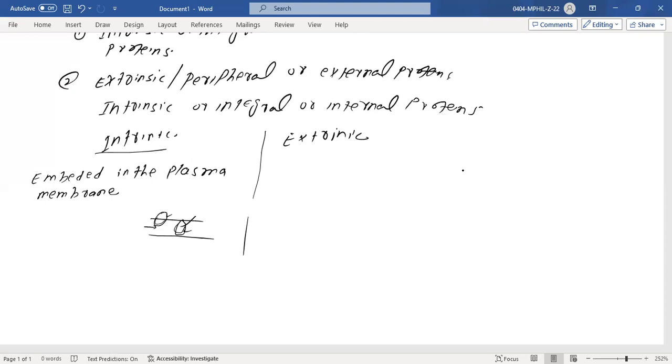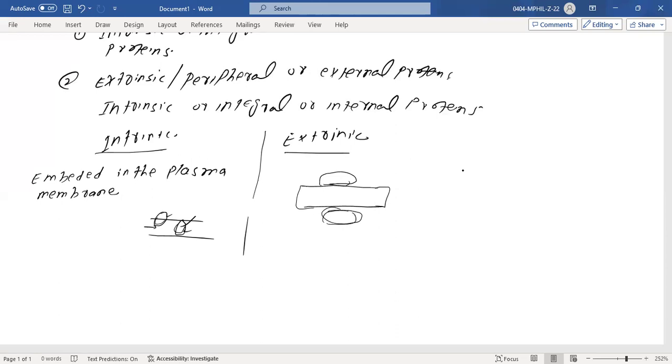In case of extrinsic, these proteins occur on the inner or outer surface of the plasma membrane. How is it possible? If you have a double layer membrane like this, the protein may be present completely outside of this membrane, or it may be completely present inside, not in the membrane. Here is the membrane. So these proteins are not embedded. Actually, they are present completely outside or completely inside. So these are extrinsic proteins, right?